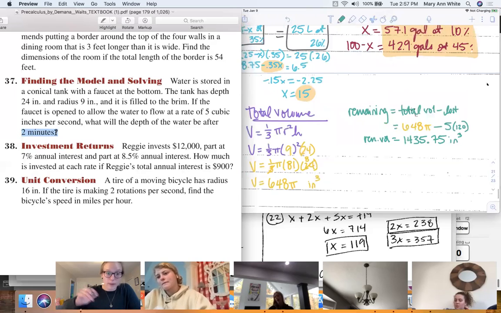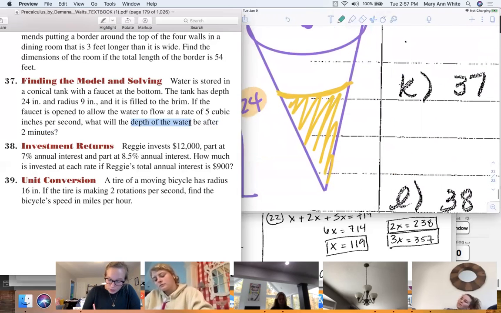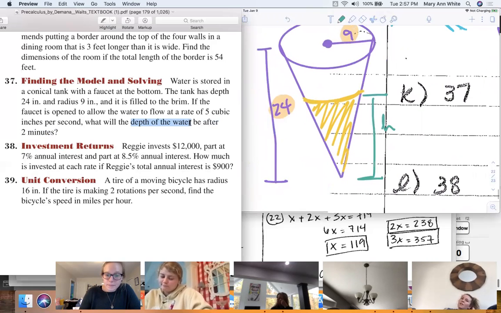I don't want to know what my volume is. It says I want to know what the depth of the water will be. So I want to know essentially what my new H is going to be. This is where I think it gets the most confusing. I have my H and my radius, but as I go down this conic shape, my radius changes. So if I am here now, my radius is no longer 9, it's something less than 9. And my height is no longer 29, it's less than 29.